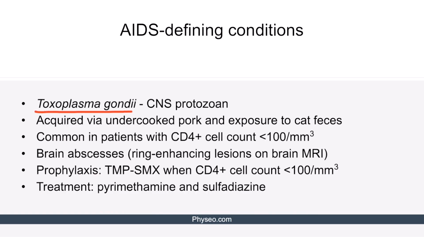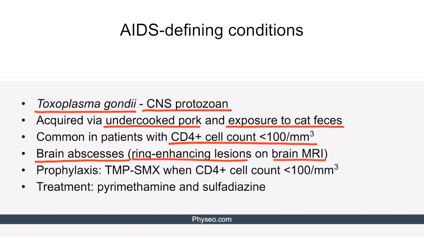Let's move on to Toxoplasma gondii. Toxoplasma gondii is a CNS protozoan acquired most commonly through undercooked pork and sometimes by exposure to cat feces. Toxoplasma infection is common in HIV-positive patients with a CD4 count less than 100. It causes brain abscesses, which look like ring-enhancing lesions on a brain MRI.